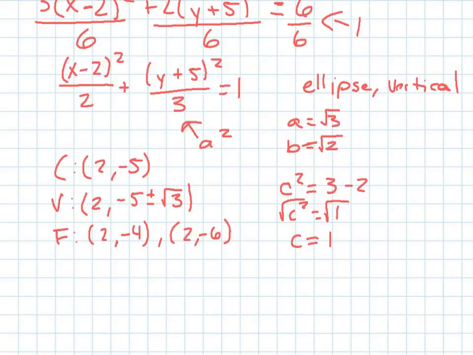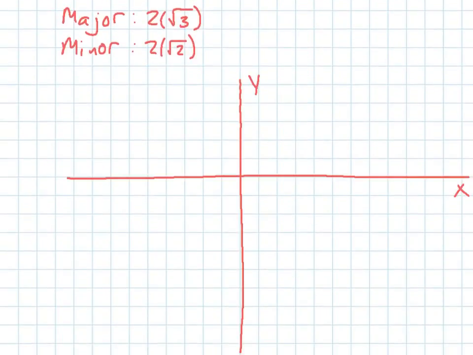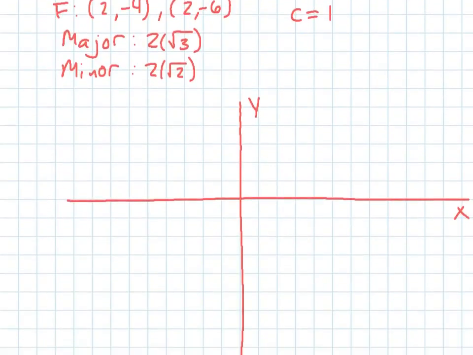And so now I want to find my major axis, which is 2 times square root of 3. And I can't simplify that, so I can just leave it that way. And then my minor axis is 2 times b, which is 2 times square root of 2. And I can't simplify that either, so I'm just going to leave it that way. Okay, so now I want to graph. So graphing my center is 2, negative 5.